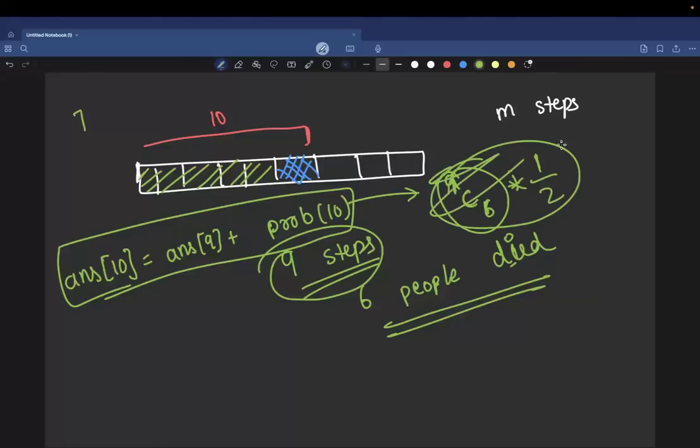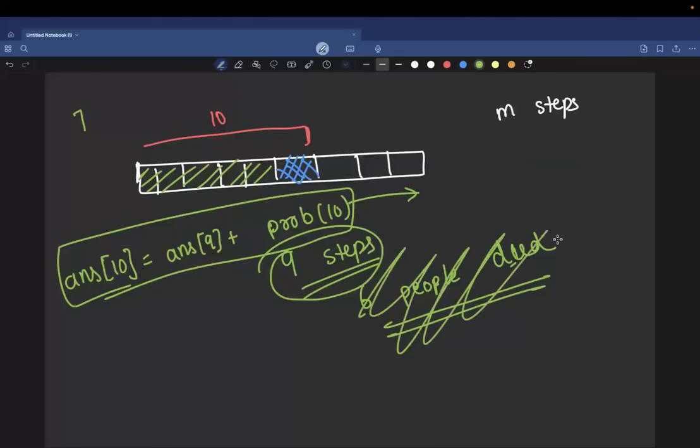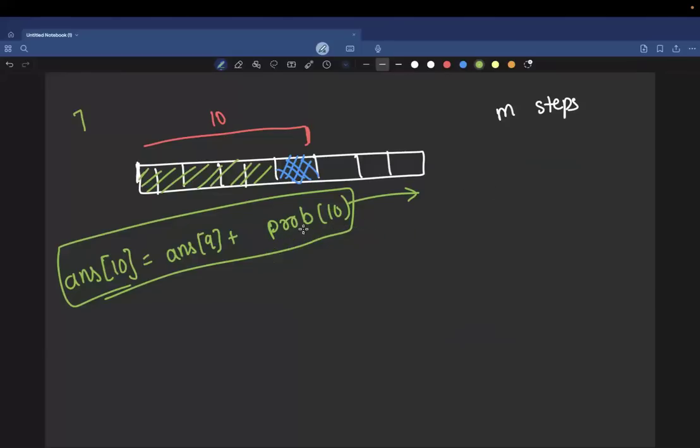Okay, I should tell you a different way. Till now, let's see. We wanted to find out the probability of someone dying among the first 10 steps. For that, we identified that for a person to die among the 10 steps, we can say it as the probability that the person died among the first 9 steps, that is this answer 9, plus the probability of the person dying on the 10th step itself would be the answer for 10.